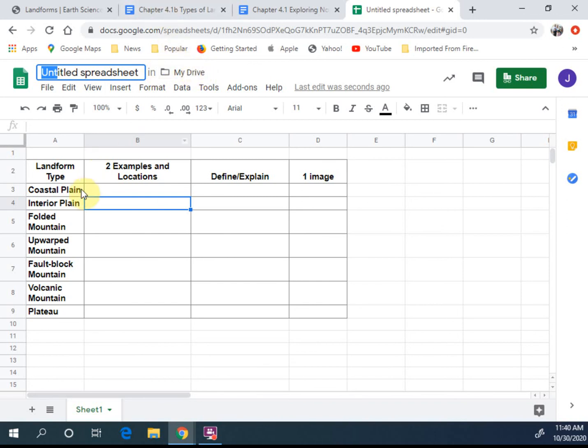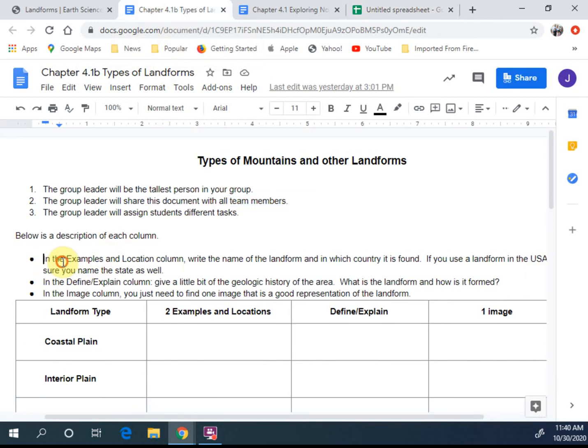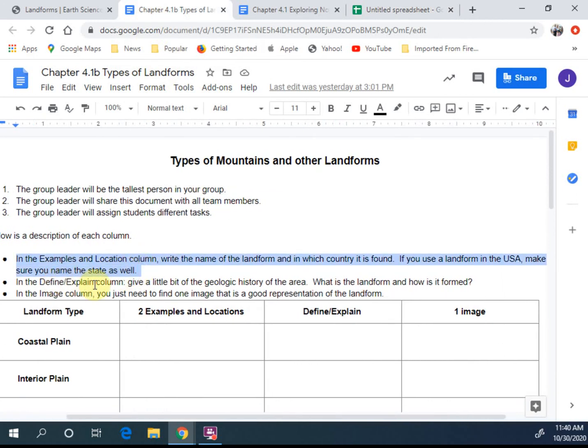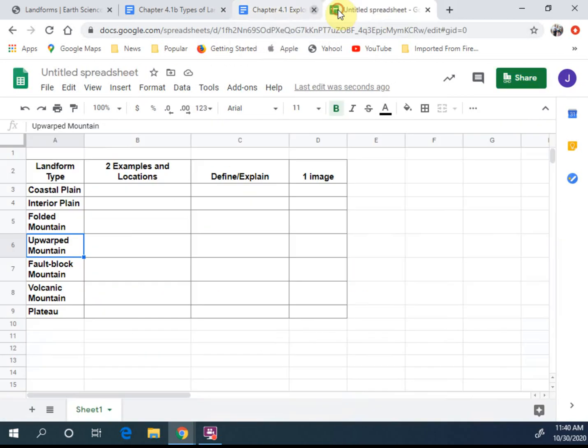And all of you will work on a portion of these. The group leader will assign one or two sections or one or two landform types, and you will all research examples and locations and where they are at, as it says right here. You will also define and explain them, which means give me some geologic history about it. What is the landform? How is it formed? And then you're going to populate it with an image as well of those two landforms located here. This is where you will populate, and you will submit this back to me.